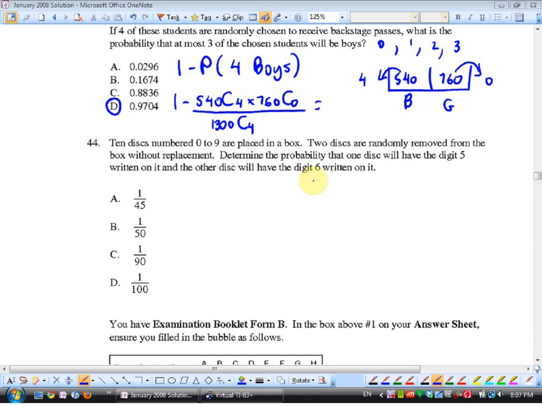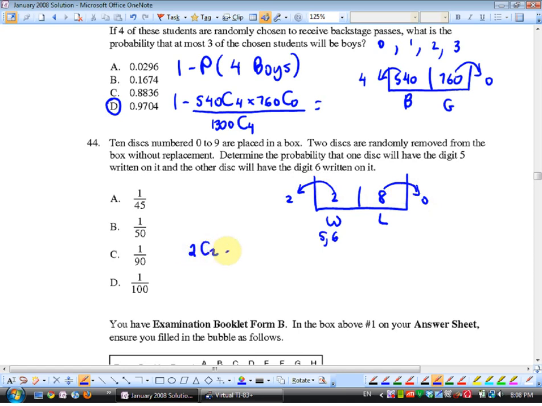I think we can divide this into winners, a 5 and a 6, and losers, everything else. We have 2 winners, and 0 through 9, that's 10 discs, 8 losers. We want to choose both winners, no losers. I think it's 2 choose 2 and 8 choose 0 divided by 10 choose 2.